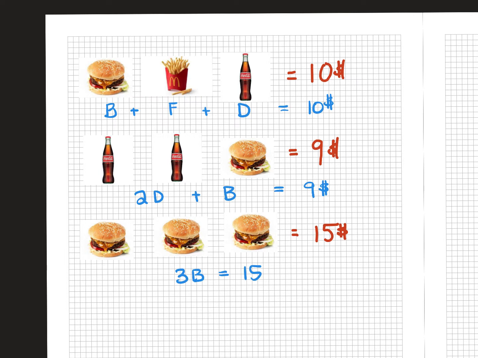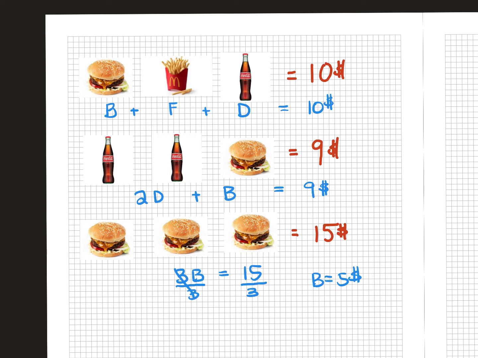So all of these statements are true. We just don't know what each letter is yet. Maybe in your head you do. But algebraically, here's what we would do. We would start with the one we know, and we'd figure it out. And we'd say, okay, we're going to divide by 3. And burgers equal $5. Now, that's a true piece of information.